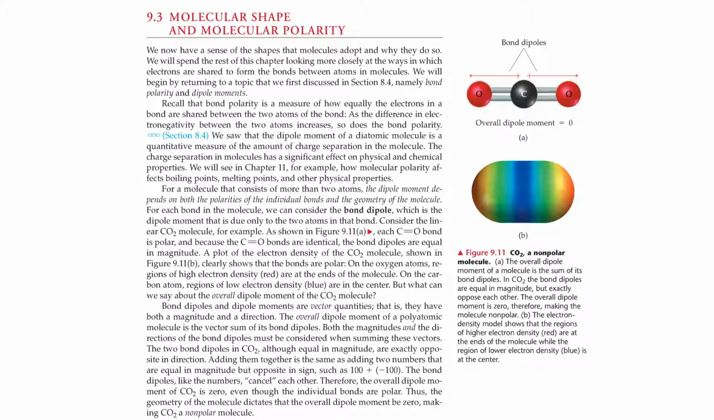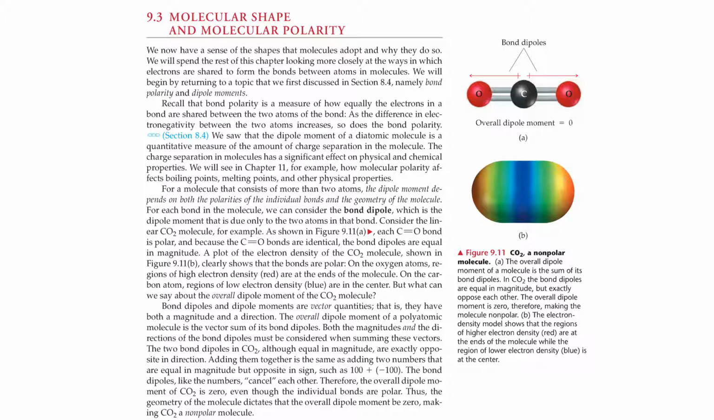Section 9.3, Molecular Shape and Molecular Polarity. Now we have a sense of the shapes molecules adopt and why they do so. We'll spend the rest of this chapter looking more closely at the ways in which electrons are shared to form the bonds between atoms and molecules. We'll begin by returning to the topic that we first discussed in Section 8.4, namely bond polarity and dipole moments.